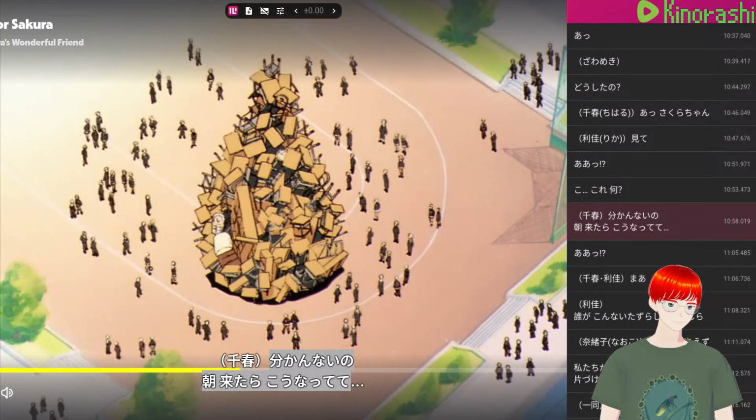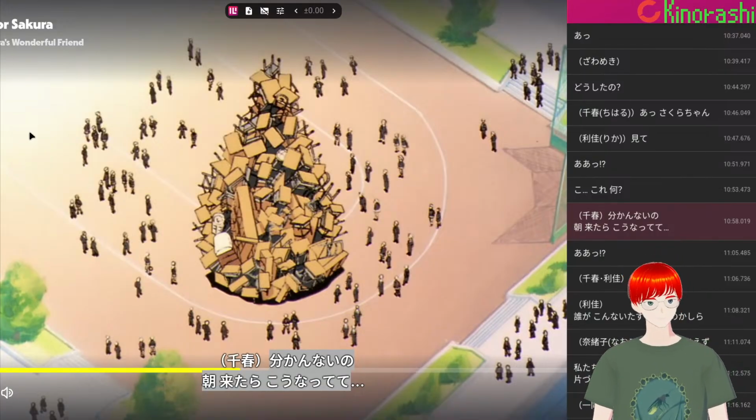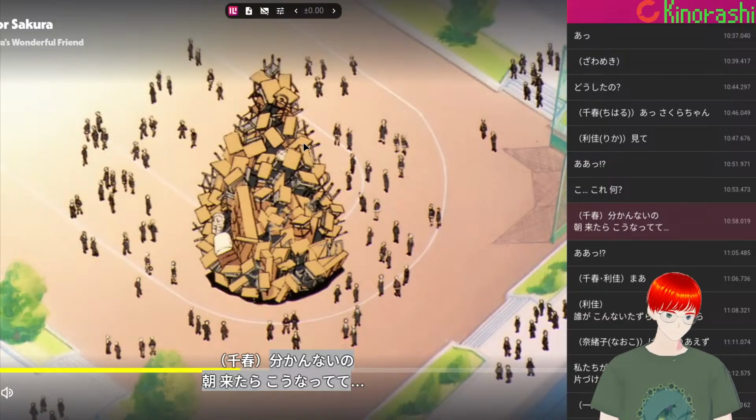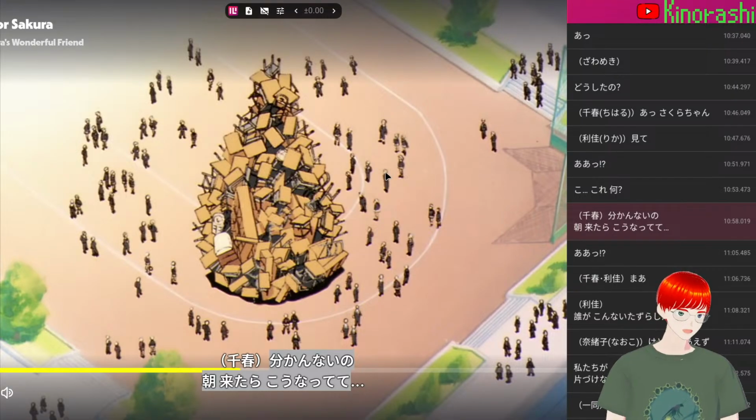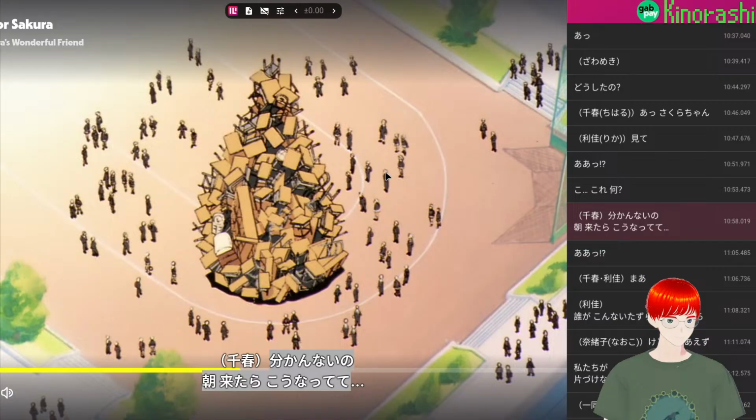Explain the grammar of wakanai no asakitara ko natete is casual conversation Japanese sentence that combines several grammatical. Okay. Wakanai no. This is a casual contraction of wakaranai no. Meaning I don't understand. Or if you want to get to it more literal meanings, it's not parsable, aka don't understand.